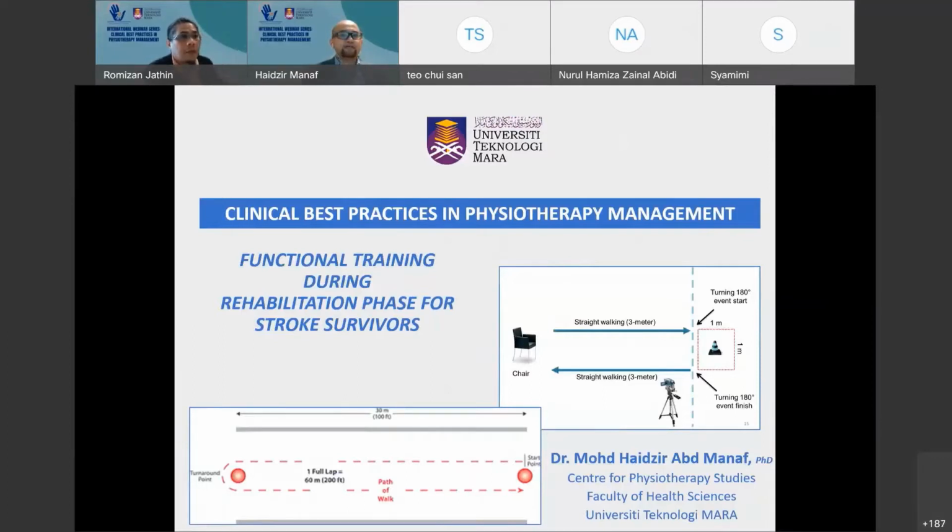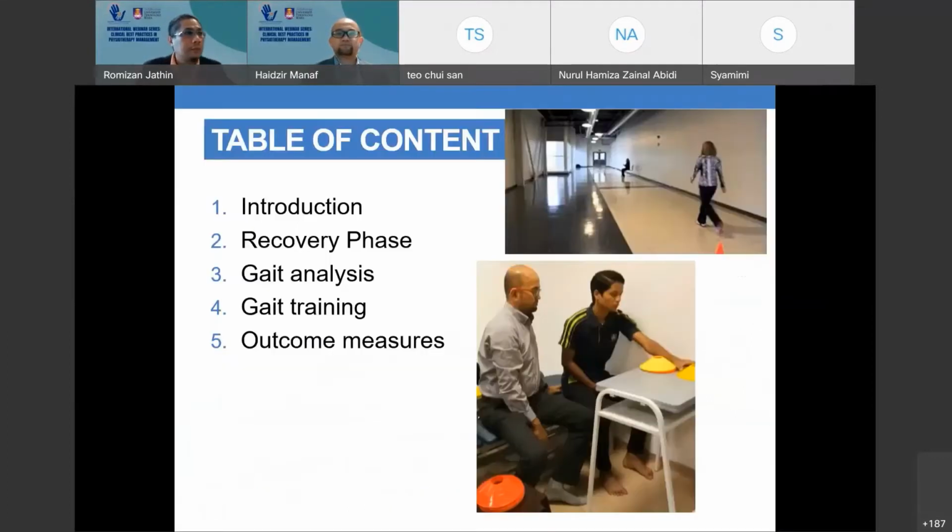So this is the content of my presentation. I will start with the introduction of stroke and also the recovery phases related to stroke. Then I will explain the concept of gait analysis. What are the simple or observational gait analyses that we can perform in the clinic? Then I will relate to gait training. In relation to gait training, I will talk about the functions of sit-to-stand training and also standing balance training. And further, I will talk about how we can assess the patient's performance in relation to community ambulation.